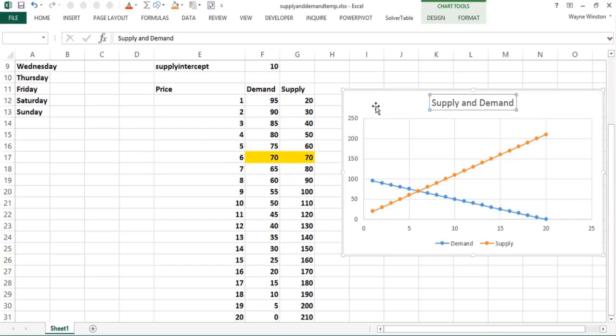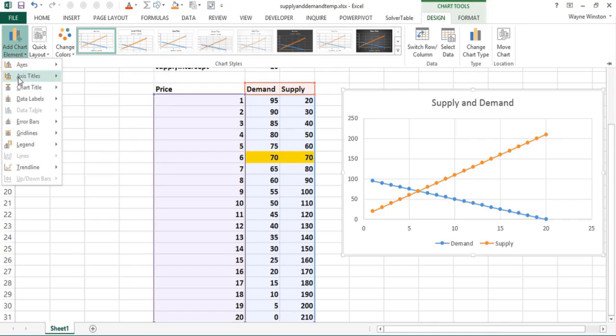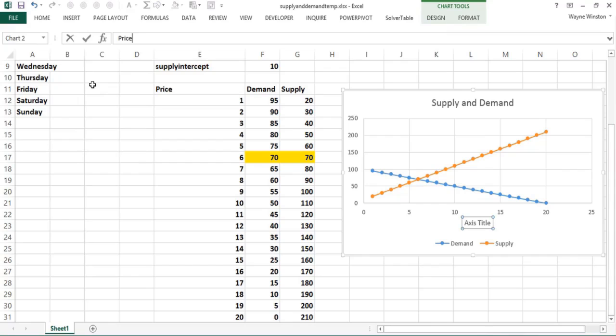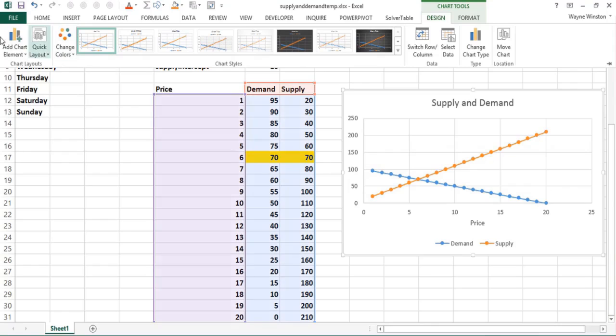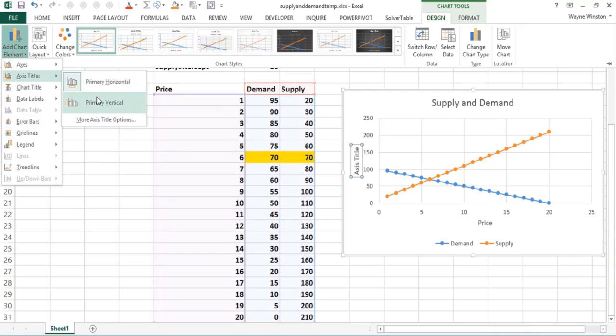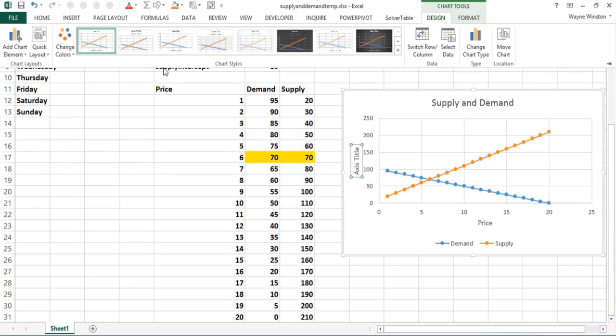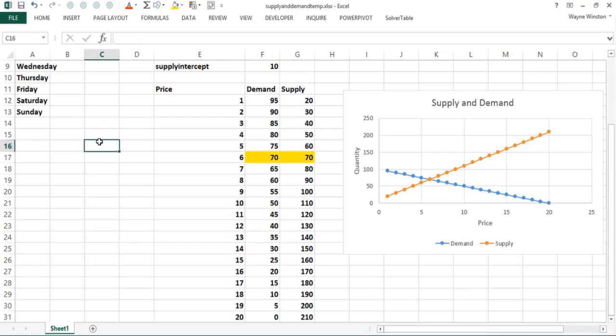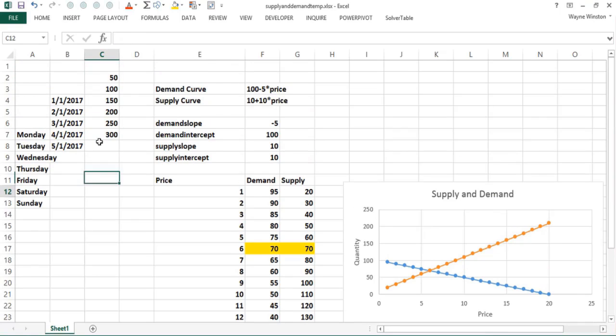Okay, and then I could select the chart again, and I could go Design, Add a Chart Element, Axis Title, say Horizontal, Price, and then if I select the chart again, Add a Chart Element, Axis Title, Primary Vertical, and what we might type is Quantity. So now we have a nice chart, and the nice thing about this is I can change things around.